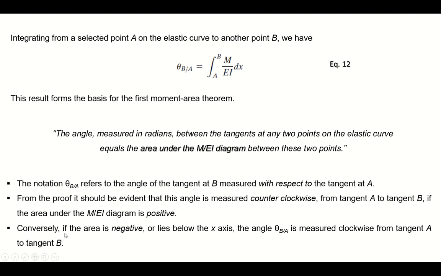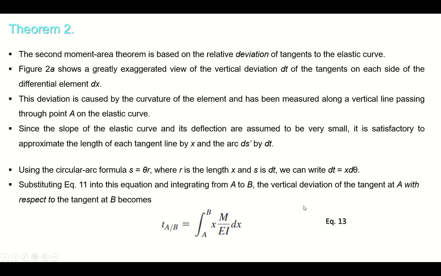Conversely, if the area is negative or lies below the x-axis, the angle theta B by A is measured clockwise from tangent A to tangent B. So it's always counterclockwise for the values to be positive, and clockwise for the values to be negative. So the first theorem was about the slope or the rotation or the angle, and the second theorem is about the deflection or the displacement, the vertical displacement, right?